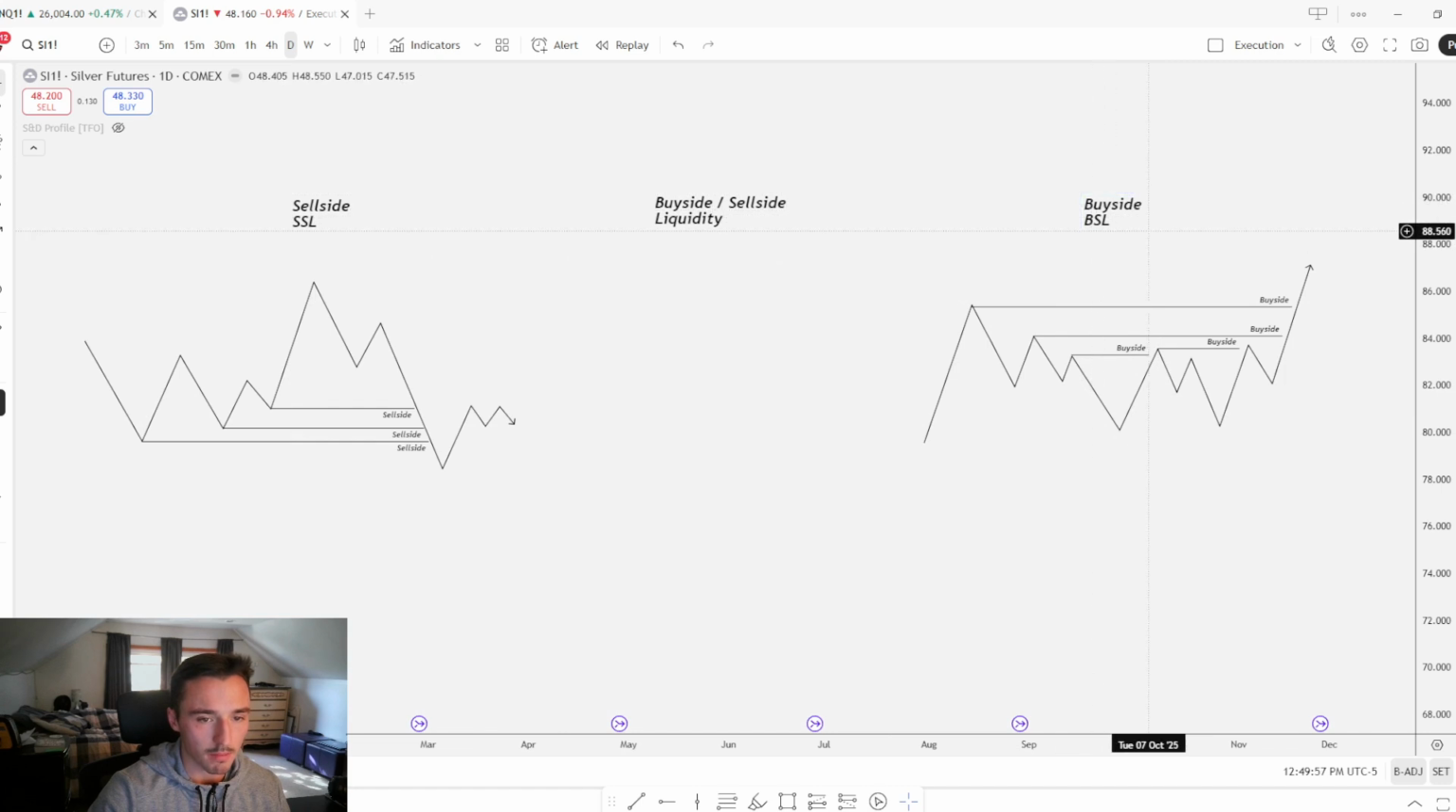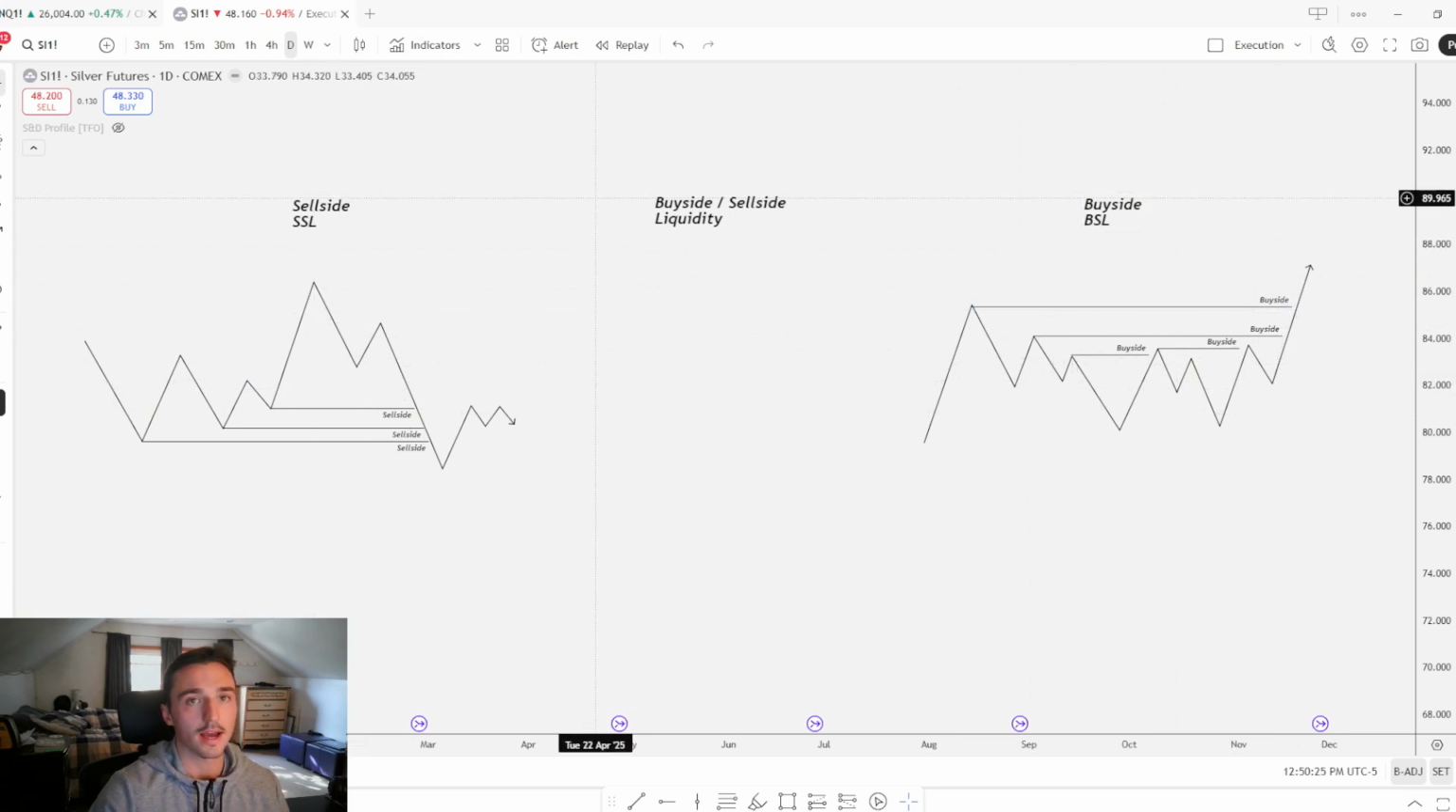Now the opposite for buy side liquidity. In this case, we have buy side and buy side, buy side and buy side. Now whenever we take buy side and don't continue through it, that becomes another buy side objective. So in this case right here, we take this buy side but don't go straight through it. It then becomes a later target for buy side liquidity, right? So these two depictions right here are representing sell side liquidity to the left and buy side liquidity to the right.